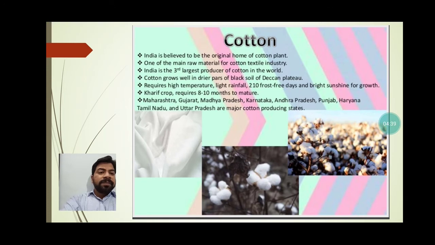Maharashtra, Gujarat, Madhya Pradesh, Karnataka, Andhra Pradesh, Punjab, Haryana, Tamil Nadu and Uttar Pradesh are major cotton producing states. So cotton is a very important crop, students. It grows well in black soil. Black soil is also known as regur soil or lava soil, and especially in the region of Maharashtra, Gujarat, Madhya Pradesh, you will get the Deccan trap, which is rich in black soil. So in these areas you can see farmers growing cotton in larger amounts.